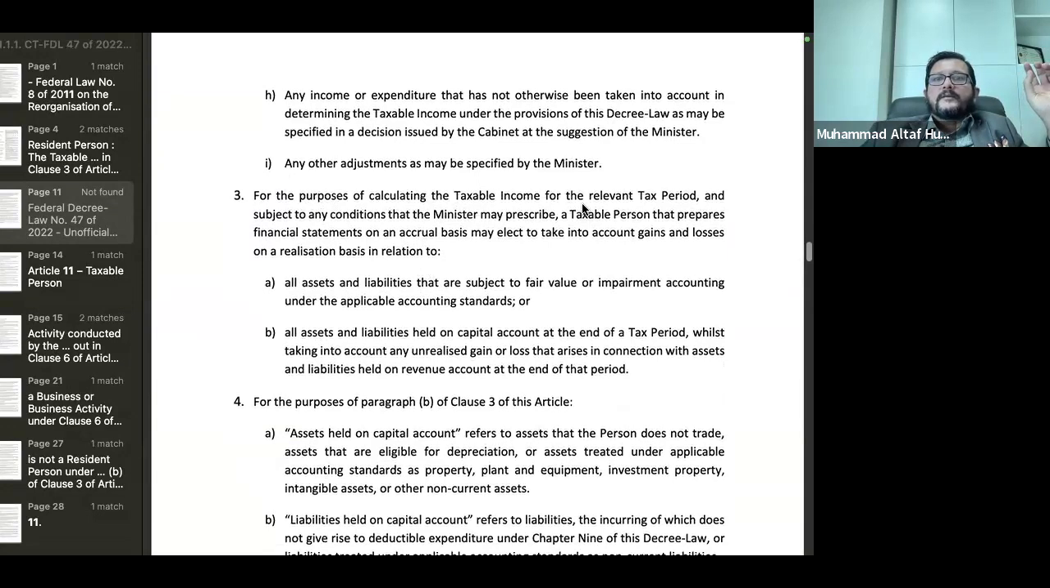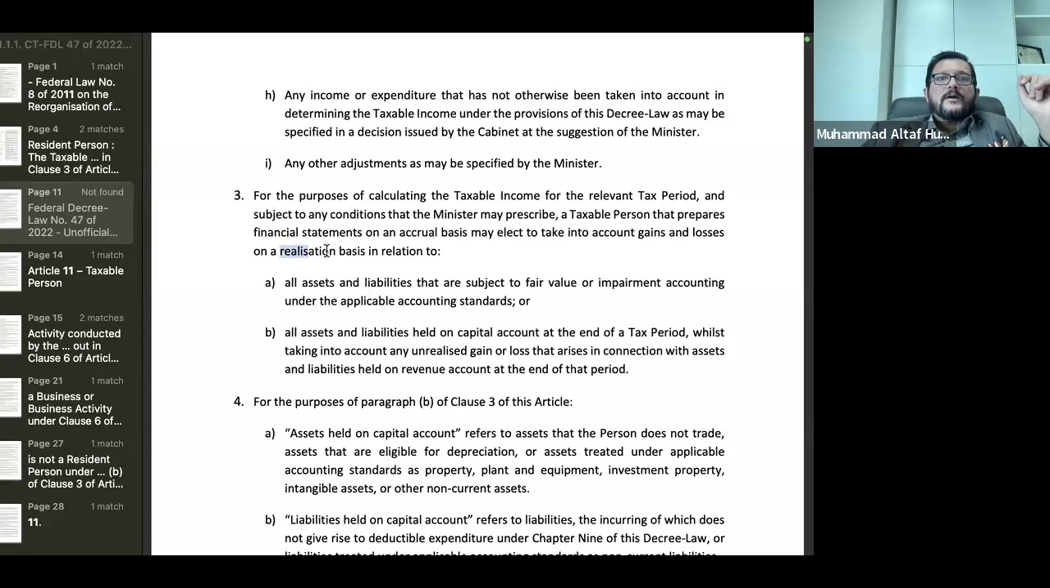Now, for the purpose of the relevant tax period and subject to any conditions, a taxable person that prepares financial statements on accrual basis may elect to take into account gains. This clause 3 is a key clause where we talk about unrealized gains. So we can tax them on the default accrual basis method, or on a realization basis. When we consider realization basis, two approaches are there: either all assets and liabilities, or all assets and liabilities held on capital account, non-current. So these are the two.